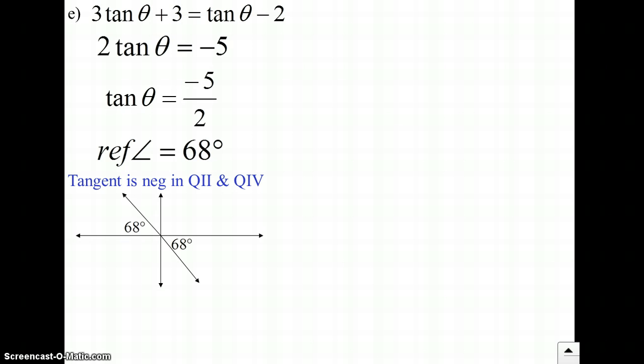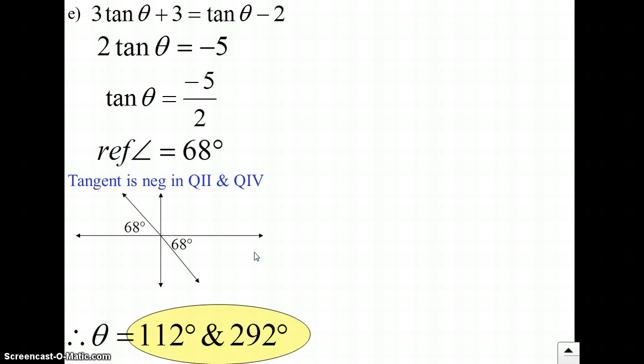What are the solutions then? Well, I would say a 68-degree reference angle in quadrant 2 is going to be 180 less 68. So that angle is going to be 112. And in quadrant 4, it's going to be 360 less 68. So in standard position, that angle is going to be 292. So theta is 112 degrees and 292 degrees. Those are the solutions that satisfy the equation at the start of the question.